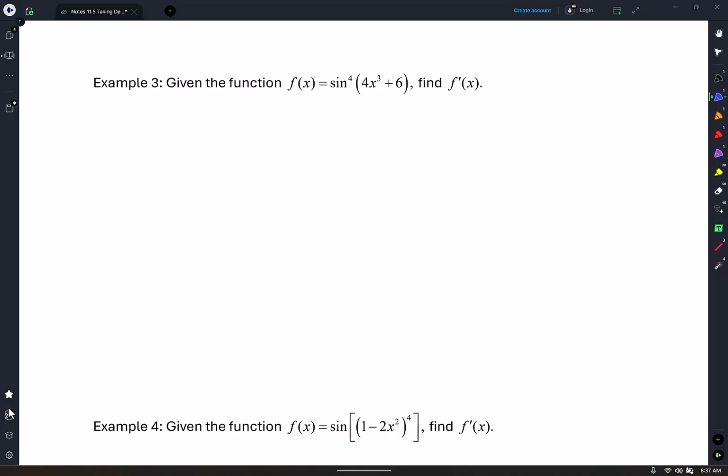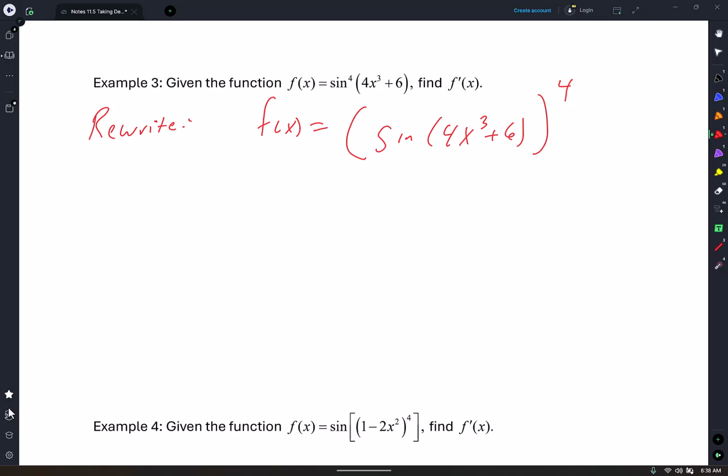We're in example 3. If you see the power 4 right after the sine, that means that the whole thing is raised to the 4th power. Yay or nay?